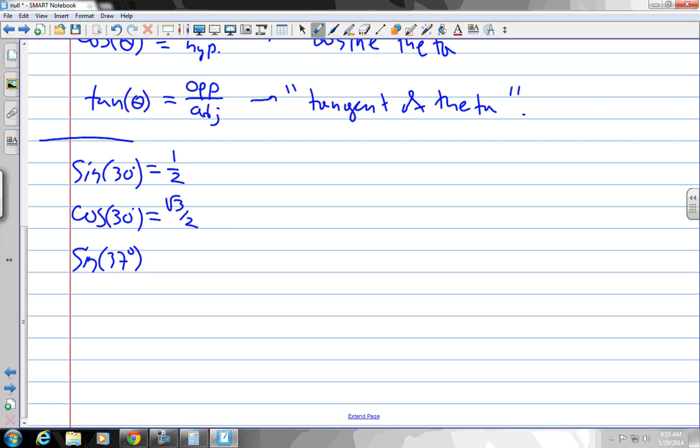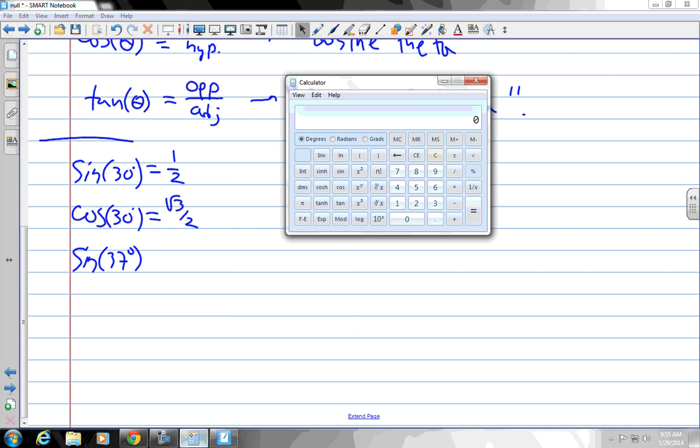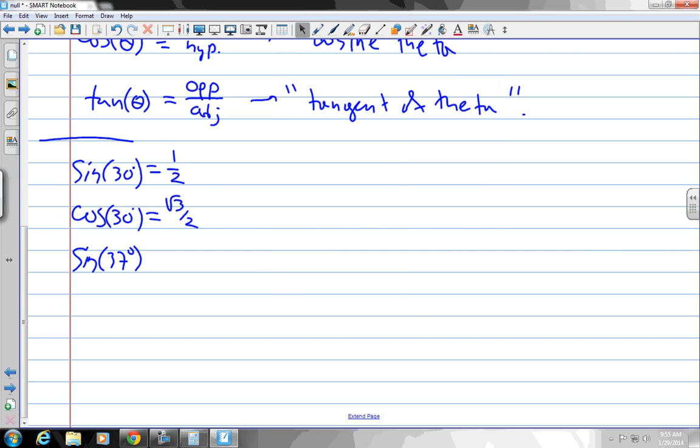Since we have that, I can go ahead and say, what is sine of 37 degrees? I cannot do this with the unit circle, but I can certainly do this with the calculator. 37, sine, this one. 0.6-ish. Okay? So this is the value.